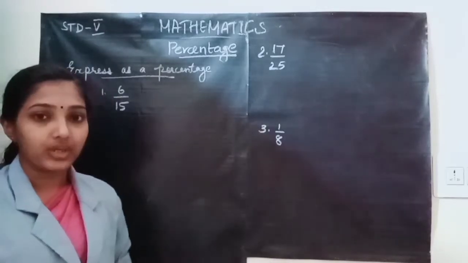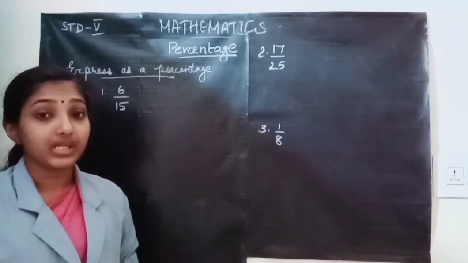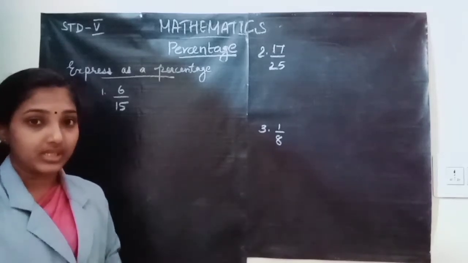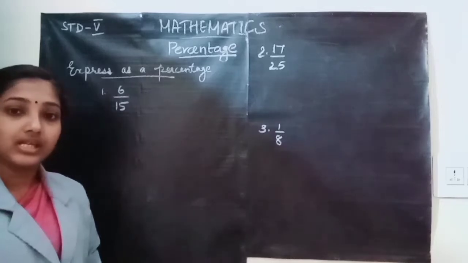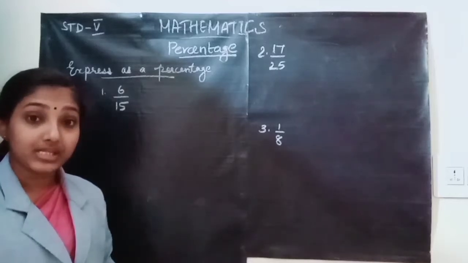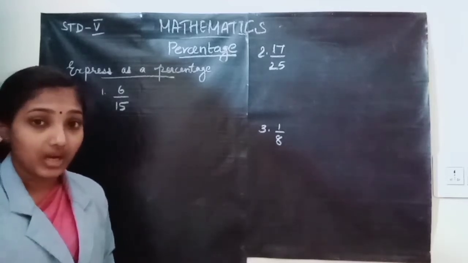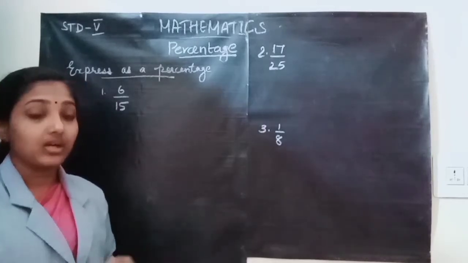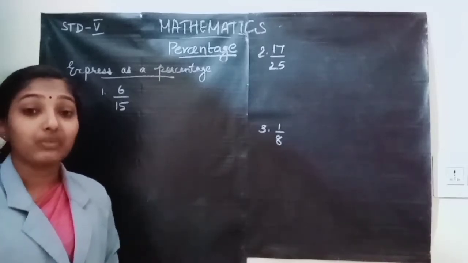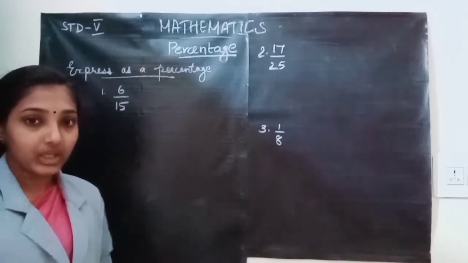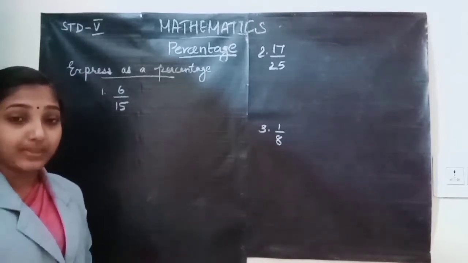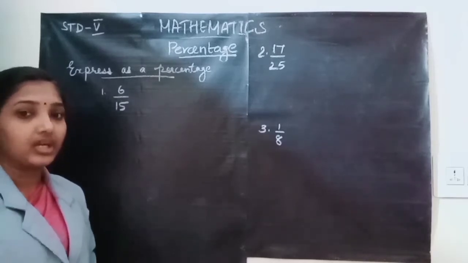Here some fractions are given and we have to convert them into percentage. Express as a percentage. We have to express the given fractions in percentage. So the first question is 6 by 15. To convert a given number into percentage, we have to multiply it with 100. So here it's 6 by 15. To express it as a percentage, we have to multiply it with 100.